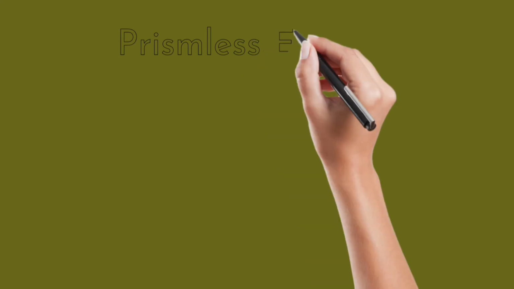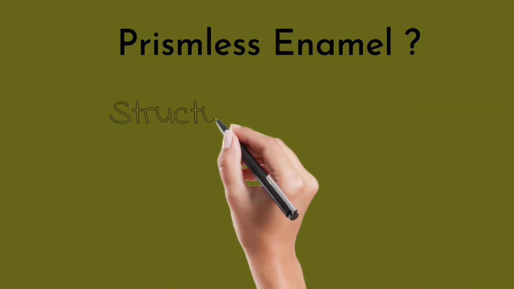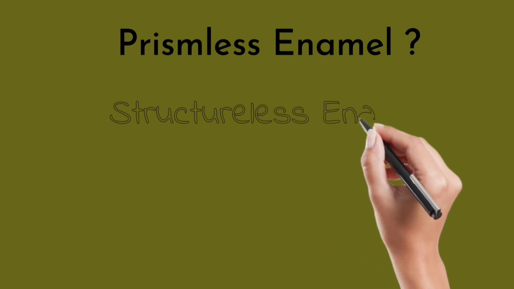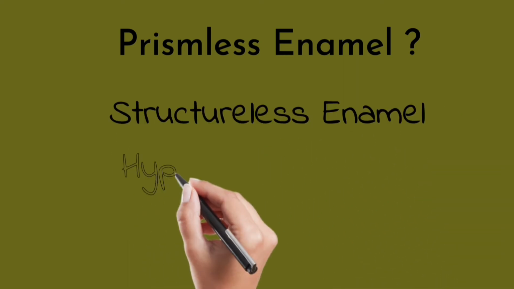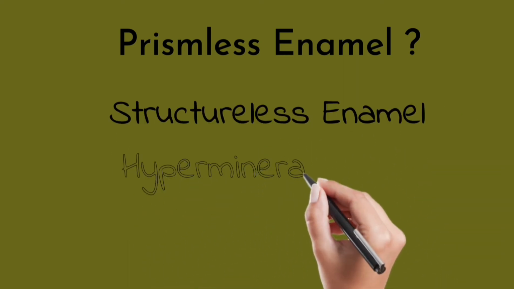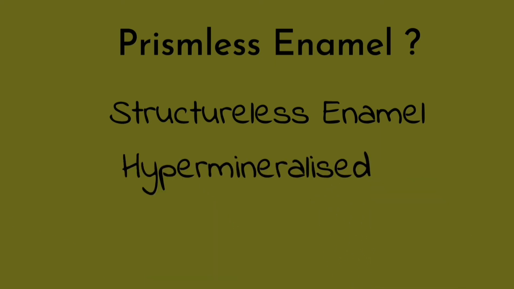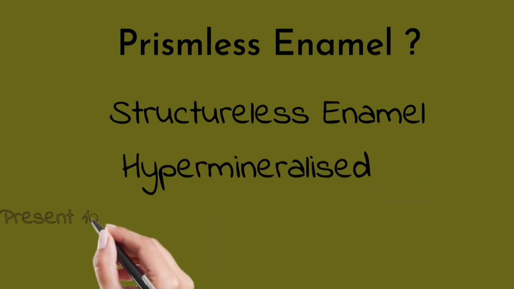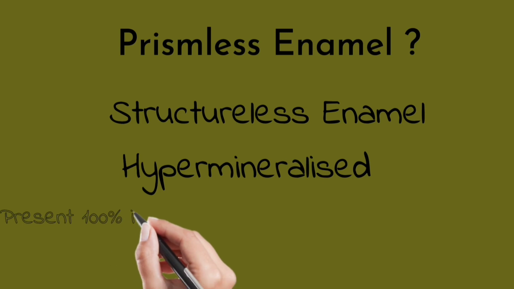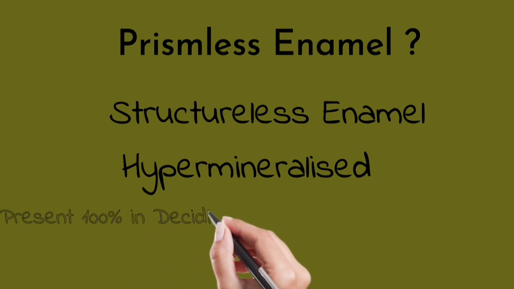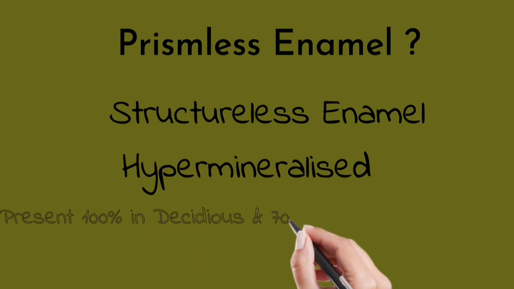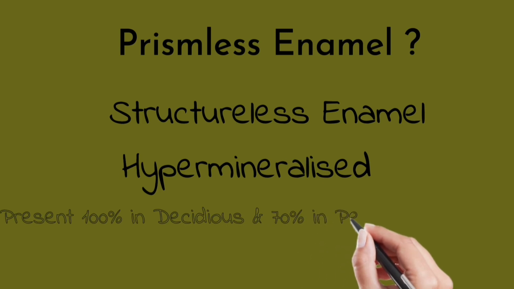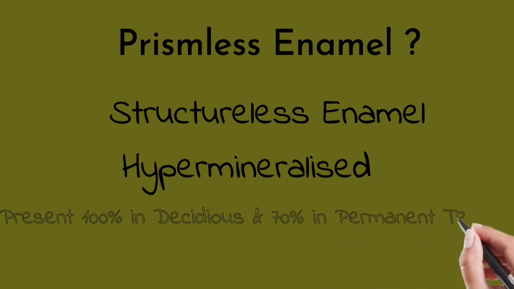That is, first is the prismless enamel. So what is prismless enamel? It's a structureless enamel. Okay, and this structureless enamel is hypermineralized. We need to know that it's a hypermineralized structure. Also, these are present in 100% of deciduous teeth and 70% of permanent teeth. So these are always present in the deciduous teeth and in 70% permanent teeth.